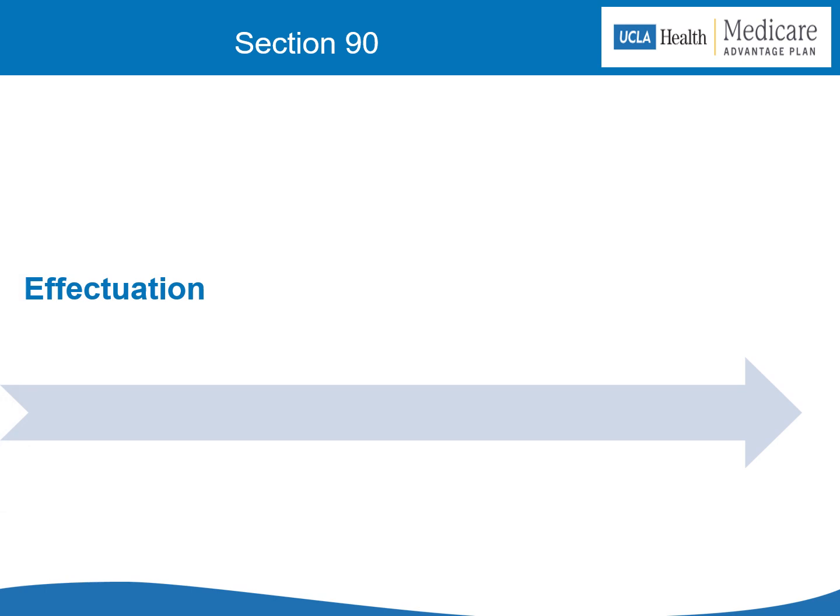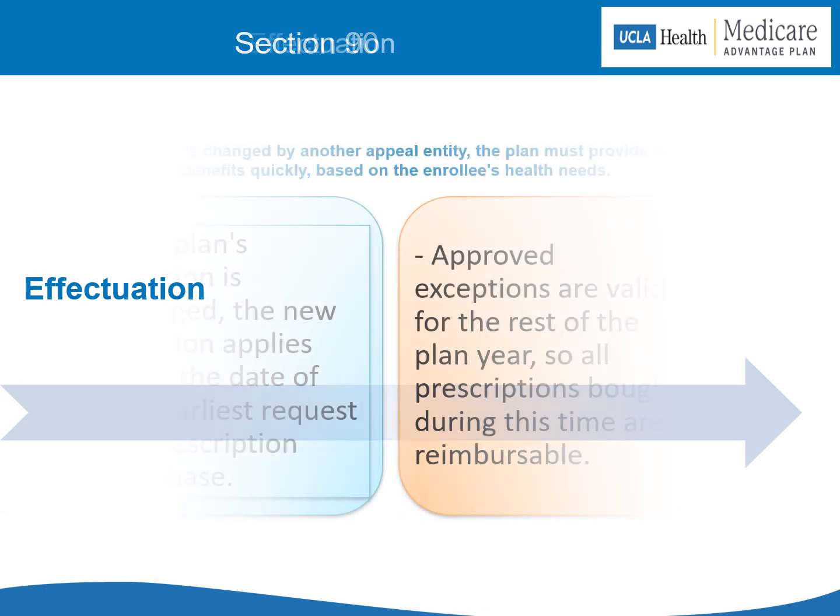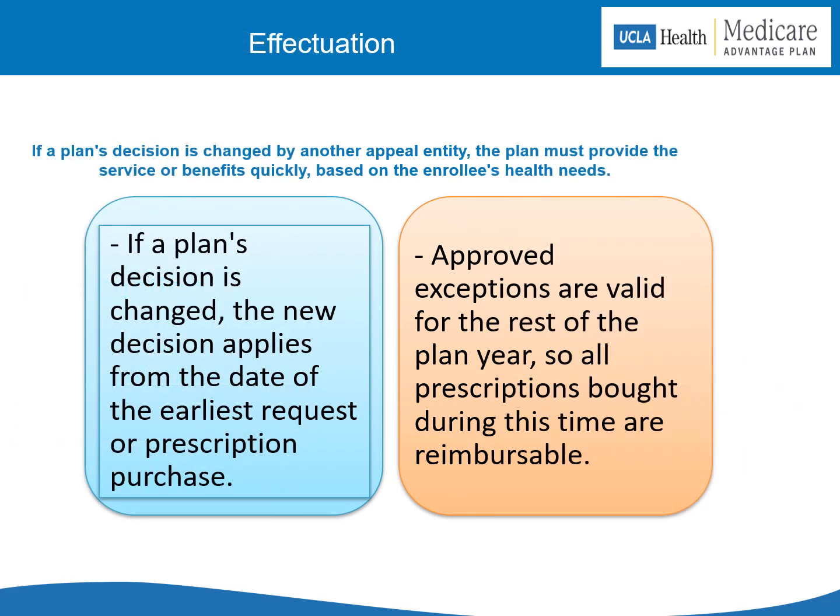Section 90, effectuation. Effectuation requirements. Plan's responsibilities. If a decision is changed by another appeal entity, the plan must quickly provide the service or benefits based on the enrollee's health needs. Depending on the urgency, the effectuation process will vary depending on the date the original request was submitted.